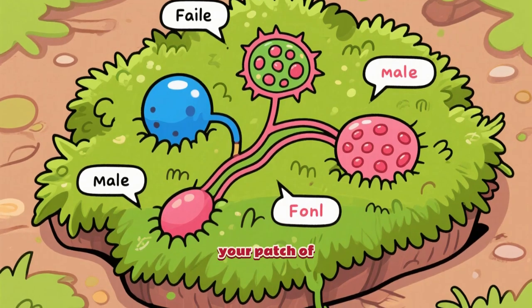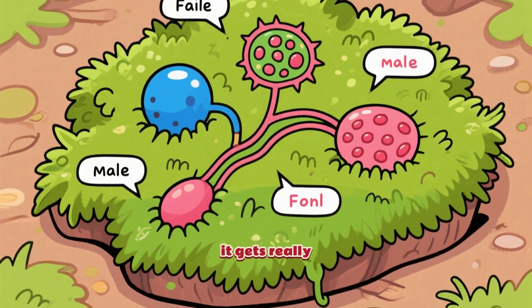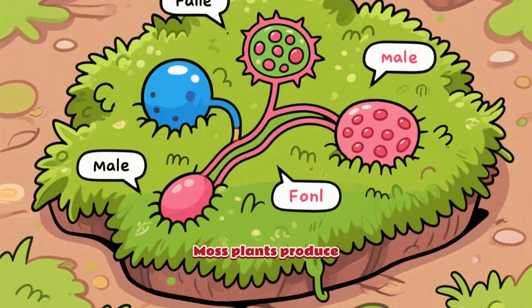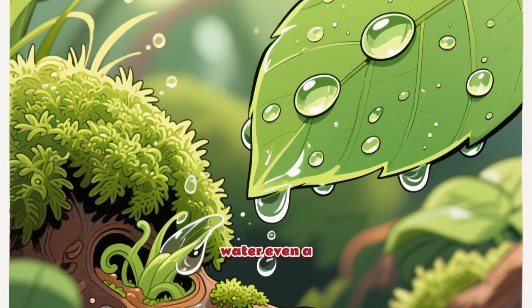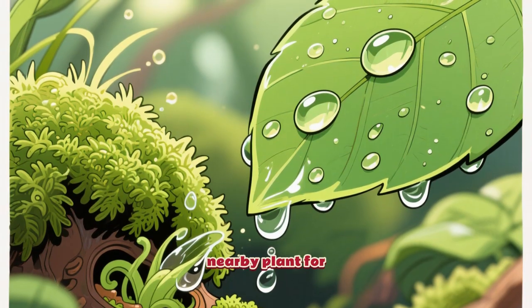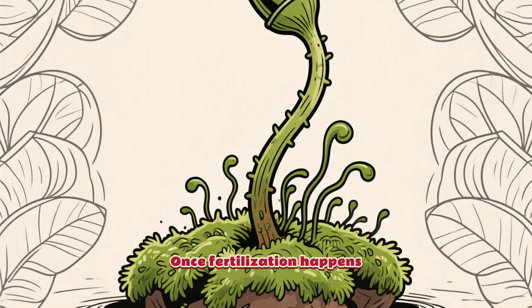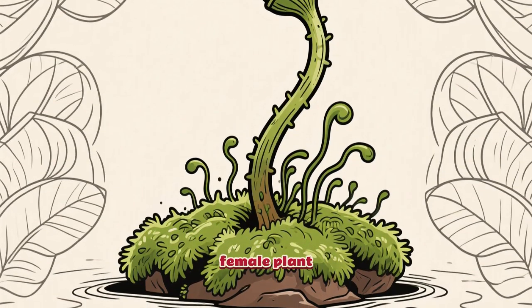So, you have your patch of moss. How does it make more spores? This is where it gets really interesting. Moss plants produce both male and female reproductive cells. The male cells need water. Even a tiny droplet of dew or rain is enough to swim over to a female cell on a nearby plant for fertilization. Once fertilization happens, a small stalk with a capsule on top grows out of the female plant.